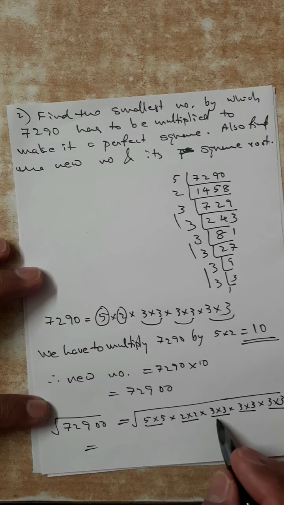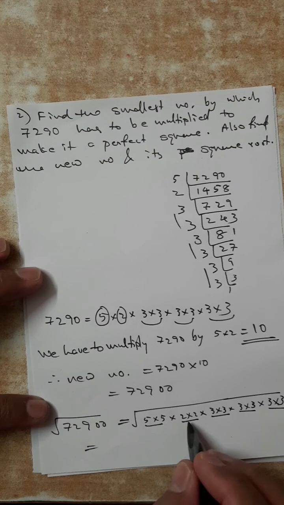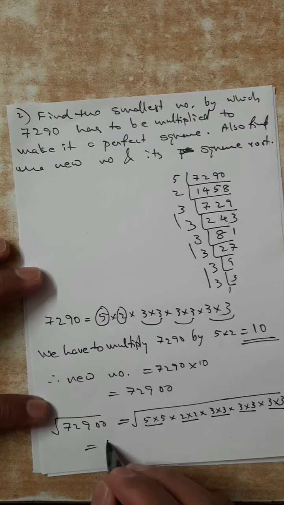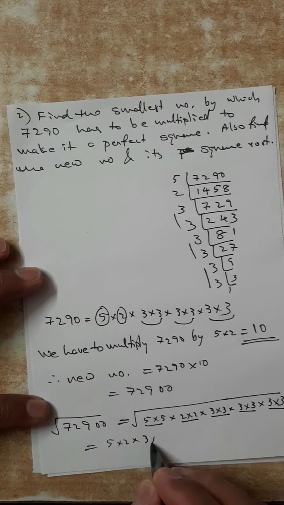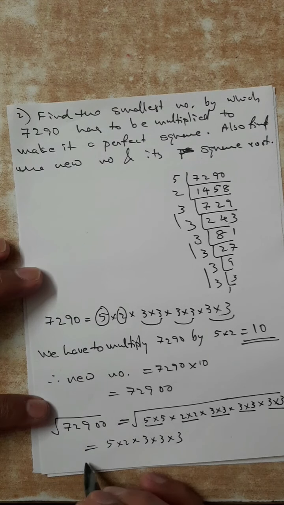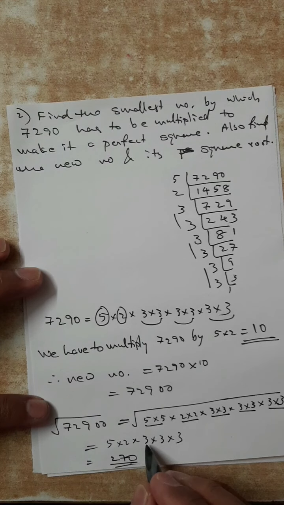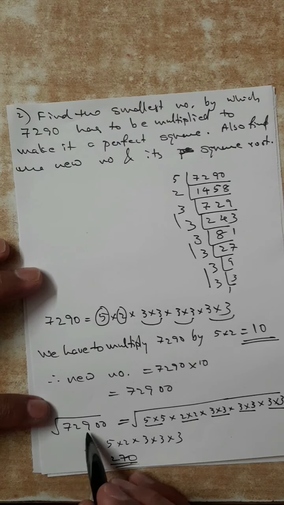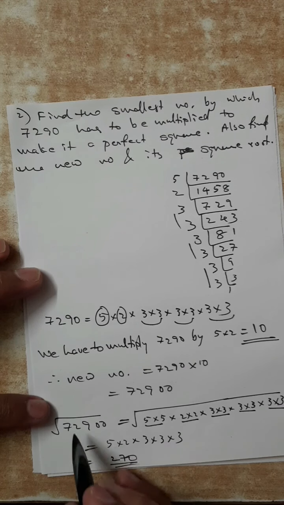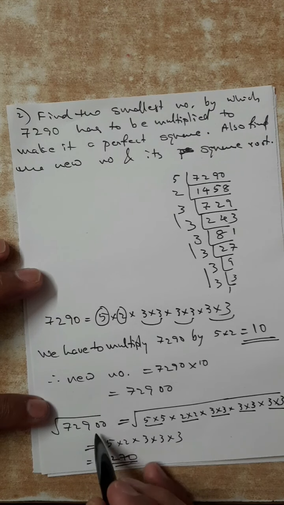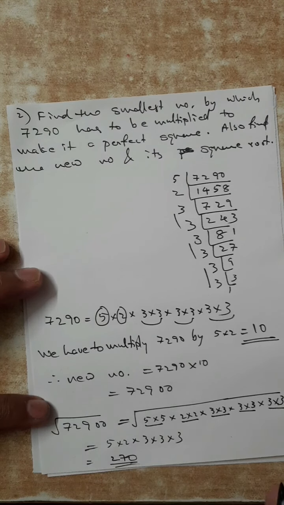So take one of each pair: 5 into 2 into 3 into 3 into 3, that is 270, because 3 into 3 into 3 is 27, and 27 into 10 is 270. Suppose we know by heart that the square root of 729 is 27, we simply write 27 and the 0 means 10. 270 is the answer.